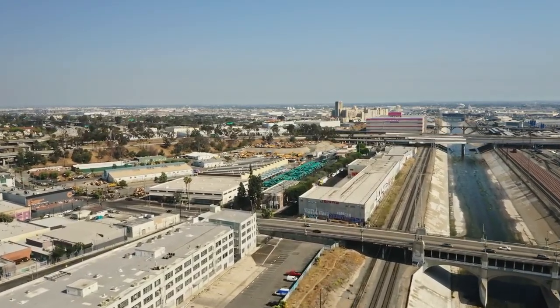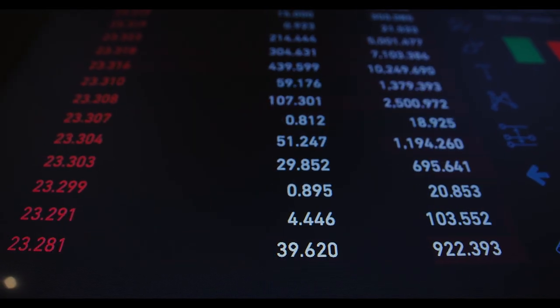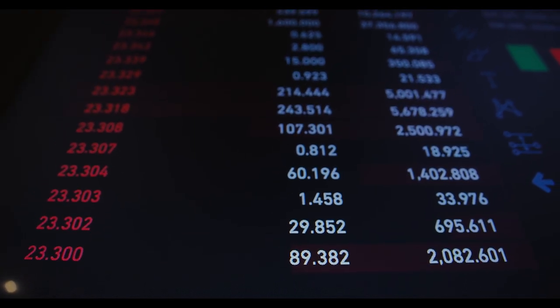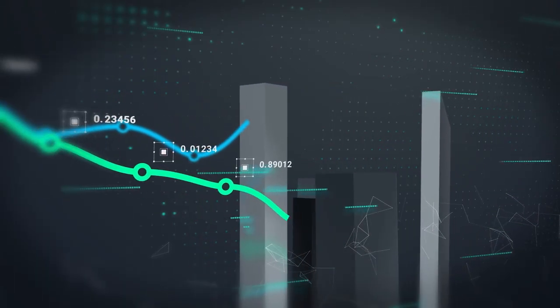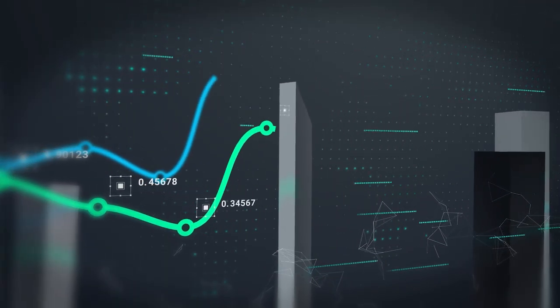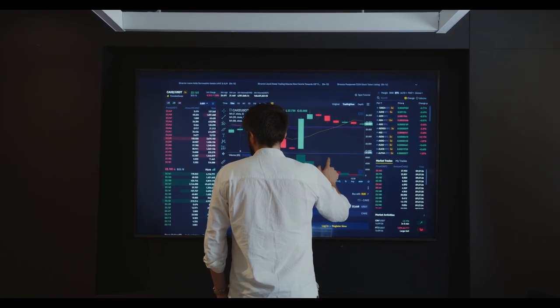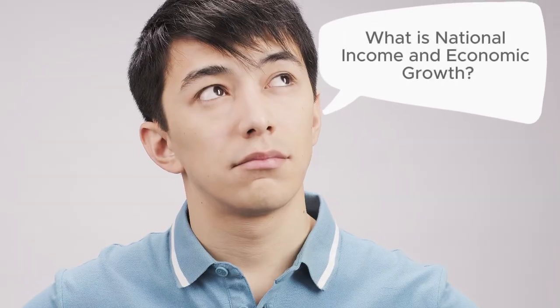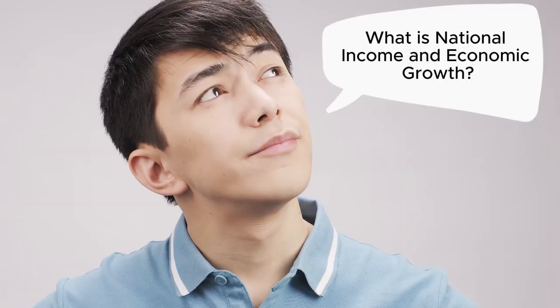National income refers to the total value of all goods and services produced by a country's residents, whether within its borders or abroad, during a specific period, typically 1 year. This income is an indicator of a nation's economic health and is used to formulate policies that maximize national welfare. In this video, we'll explore what national income is, how it's measured, what economic growth really means, and why this number matters more than you might think.